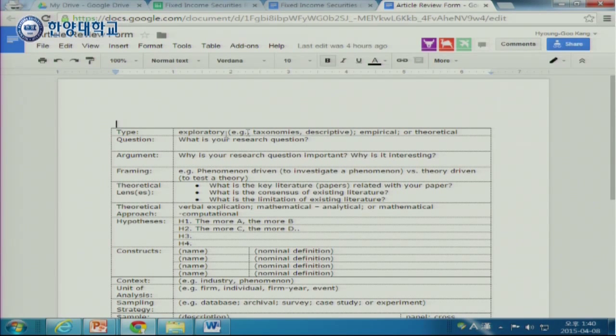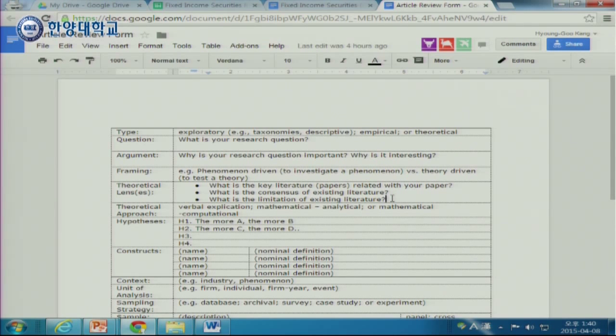Now, theoretical lens, this is directly related to your research literature review. What are the key literature papers related to the paper? What is the consensus of the existing literature? And what is the limitation of the existing literature? Okay, you write that down.